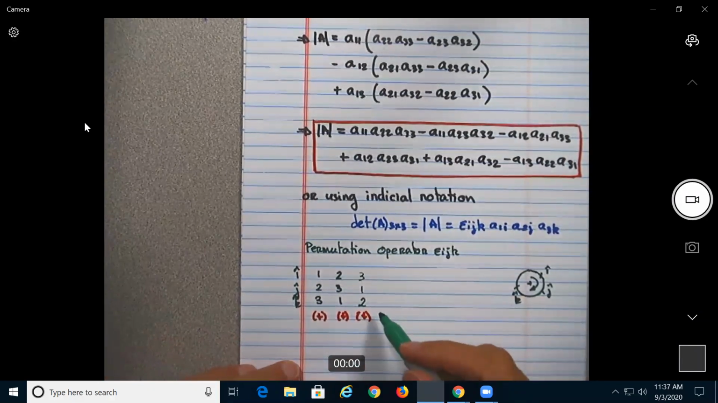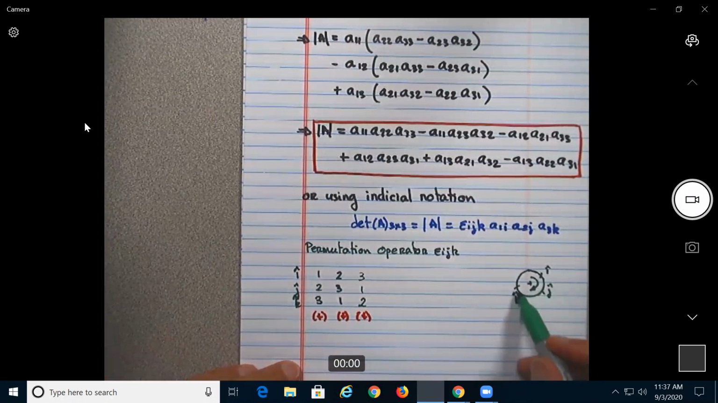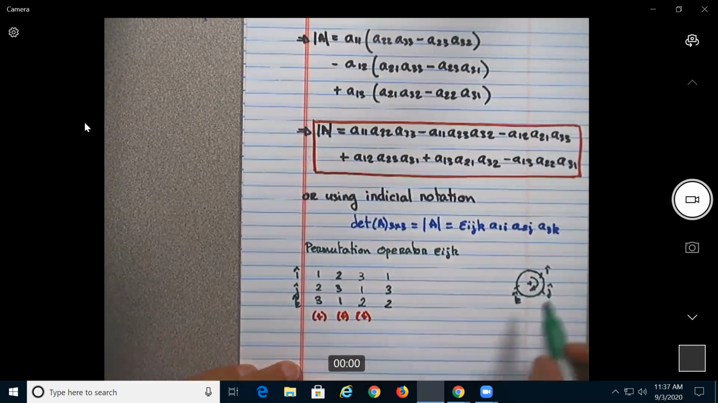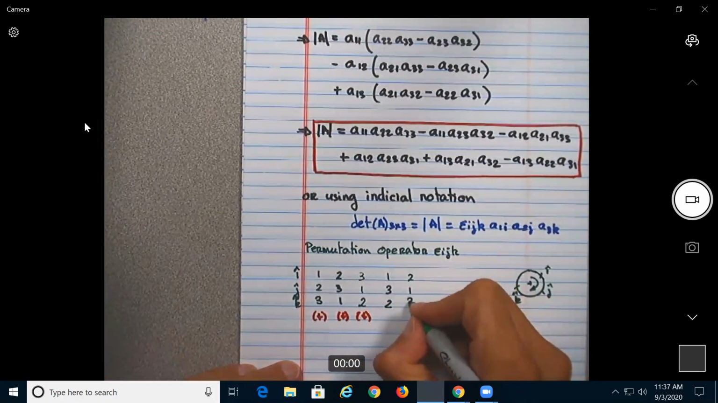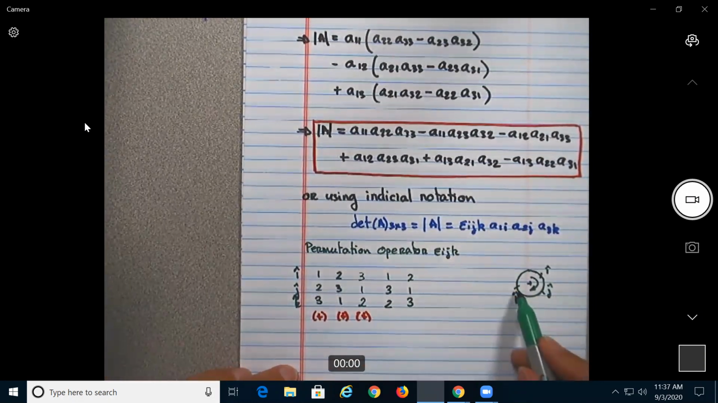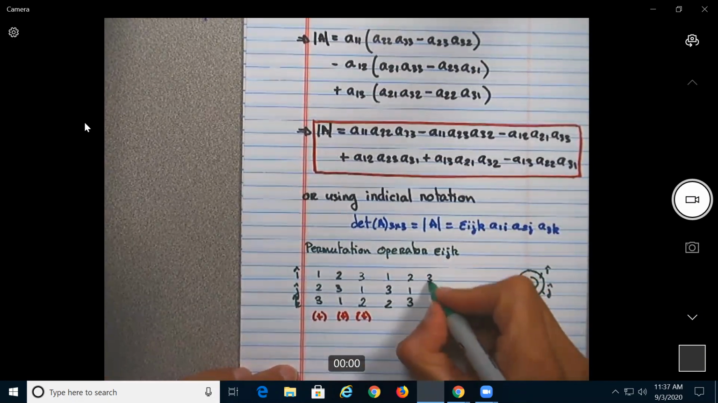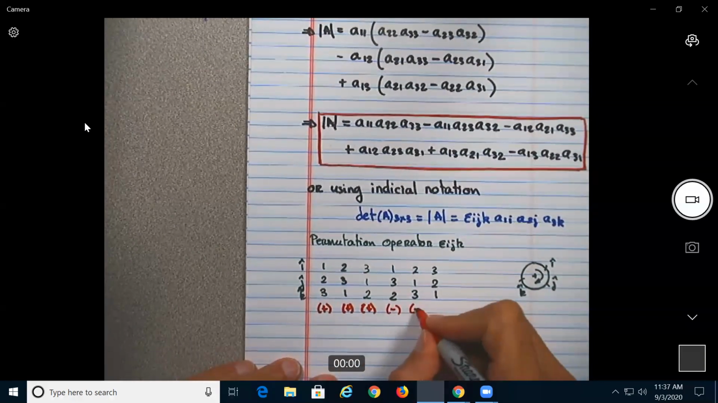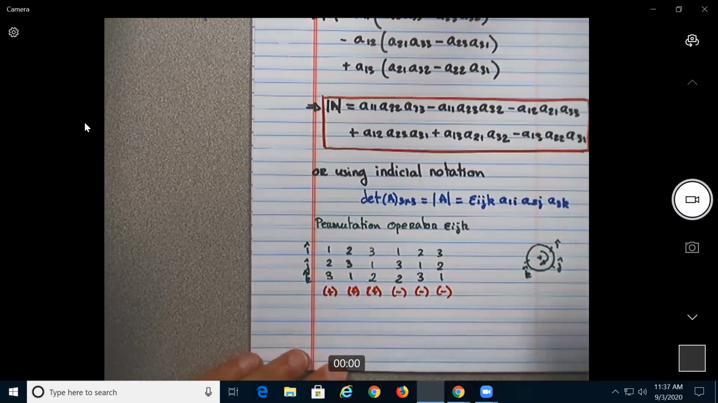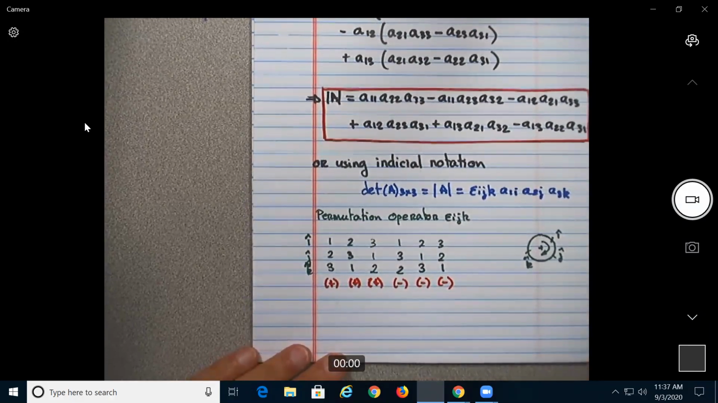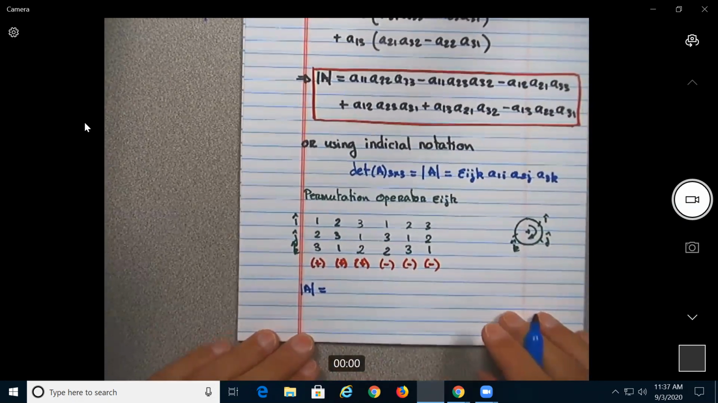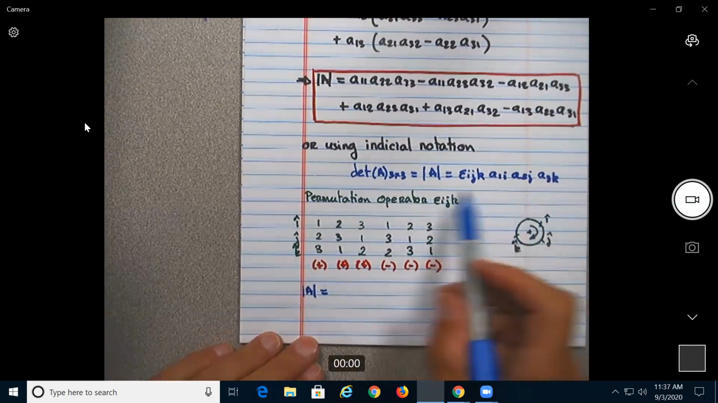Now, we can do the reverse, so you have 1, 3, 2, okay? Then you have what? 2, 1, 3, and the last would be 3, 2, 1. And these three permutations should be negative. So hopefully we have space over here. So if we use this equation here, now we substitute into this one, okay?